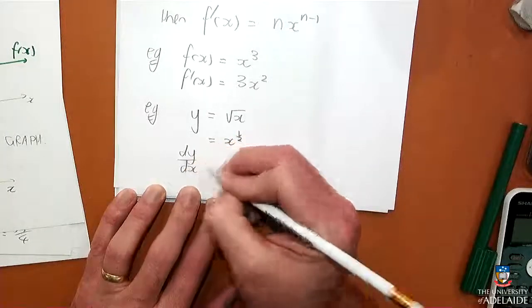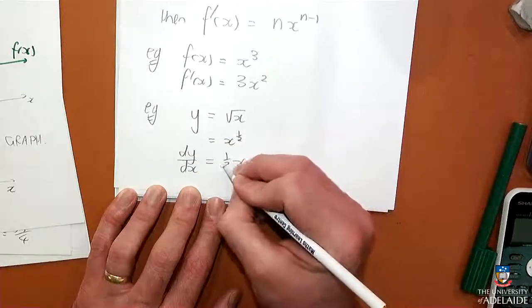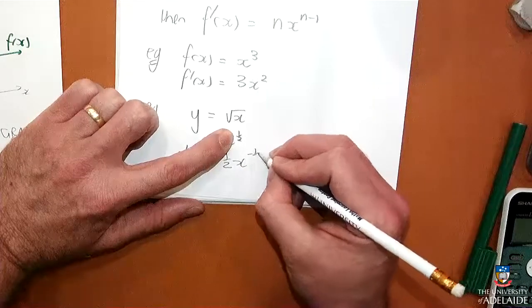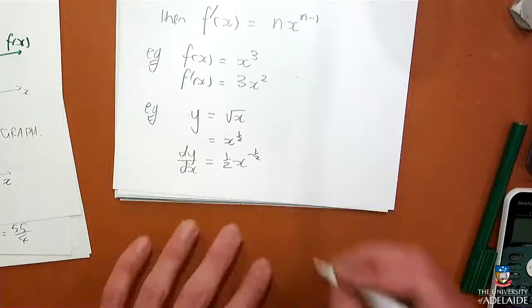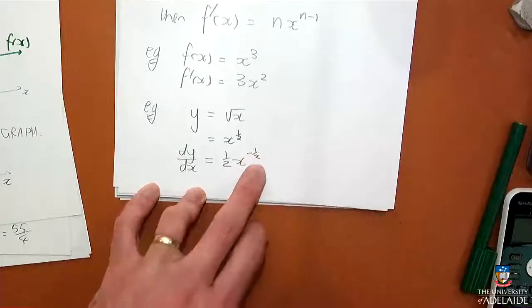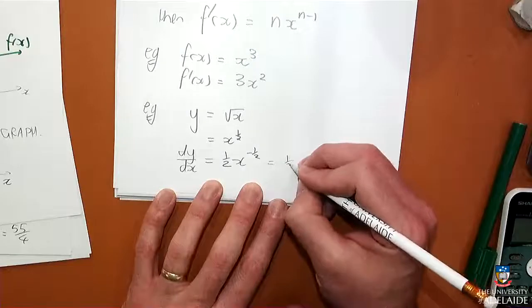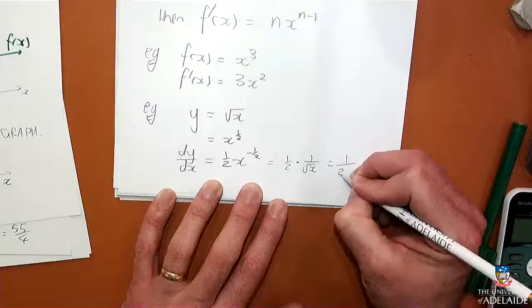So the derivative at x of y is, well, multiply by the current power and put the power down by 1. And if you go down 1 from plus a half, you get minus a half. Now, x to the minus a half is 1 over root x. Because the minus makes it 1 over, and then 1 over x to the half, and then the x to the half makes it root x. And so this is a half of 1 over root x, which is 1 over 2 root x.